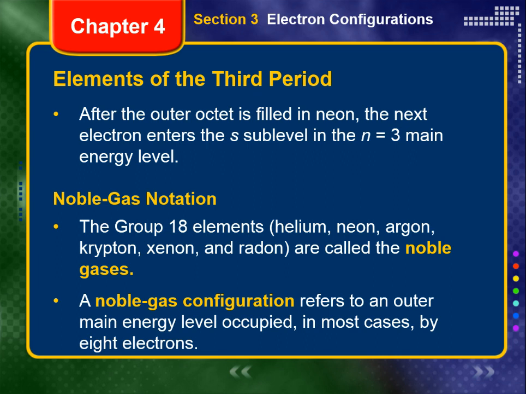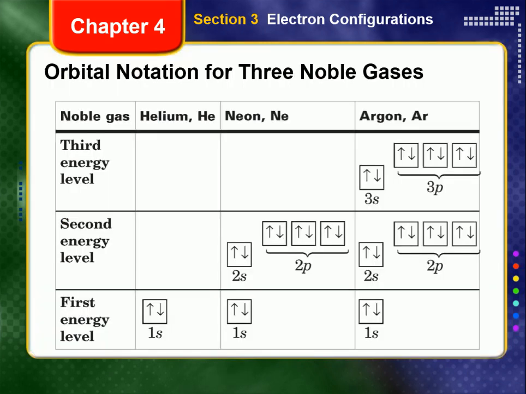Compare the configuration of a sodium atom with that of an atom of neon back on table 4-3 on page 110 of your text. Notice that the first 10 electrons in a sodium atom have the same configuration as a neon atom, 1s2, 2s2, 2p6. In fact, the first 10 electrons in an atom of each of the third period elements have the same configuration as neon. This similarity allows us to use a shorthand notation for the electron configurations of third period elements.